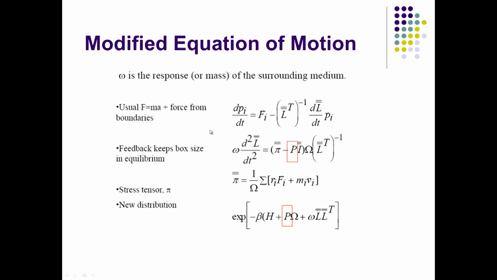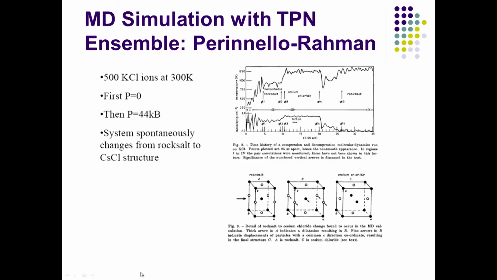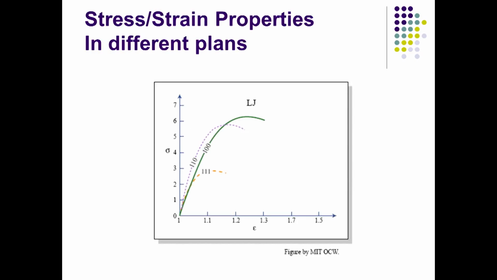With that formulation that we had looked at earlier, I just want you to take it back and remember it, so that you can calculate the stress tensor pi in terms of the exponential of these different terms with the stress and strain and Helmholtz free energy. With that, we are now able to calculate the TPN, temperature, pressure and number ensemble, which is Parrinello-Rahman, and that leads to stress strain property calculation in different directions. Here you can see 100, 111 and 110, and remember, these are the slip planes.